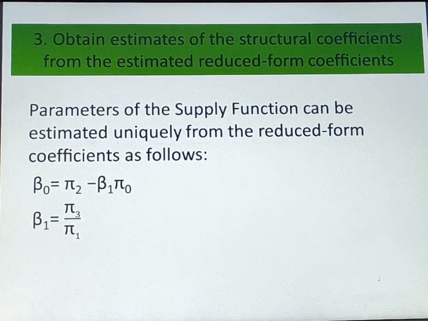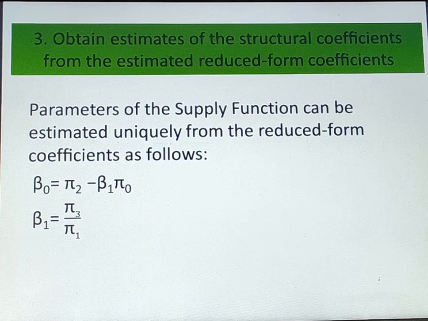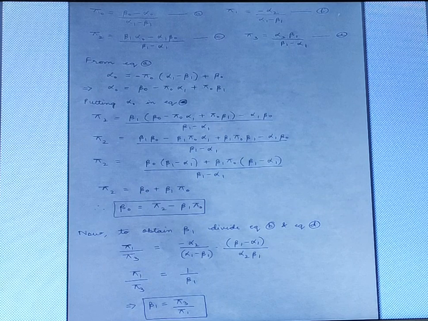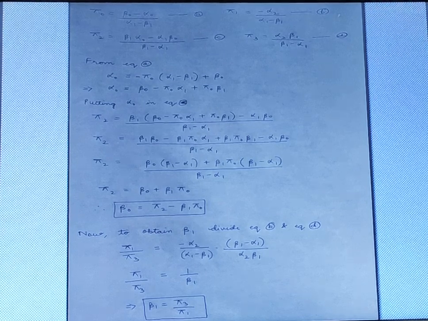Then the third and last step is to obtain estimates of the structural coefficients from the estimated reduced form coefficients. So we know that only the parameters of the supply function can be estimated uniquely, since it is an exactly identifiable equation. Its coefficients are as follows: beta naught and beta 1. If you are wondering where I have derived these beta naught and beta 1 values from, you can pause this video here and see the solution for beta naught and beta 1. Let me tell you that beta naught and beta 1 have been solved using 4 equations of pi naught, pi 1, pi 2 and pi 3. From these 4 equations we have got the values of beta naught and beta 1.